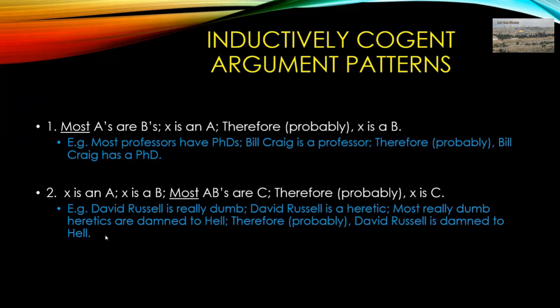Premise one: Most A's are B's. Premise two: X is an A. Conclusion: therefore, probably X is a B. This is cogent, right? And we can give it an example. Most professors have PhDs. Dr. William Lane Craig is a professor, right? Conclusion: therefore, probably Bill Craig has a PhD. This is a cogent argument. And in fact, the premises and conclusion happen to be true.